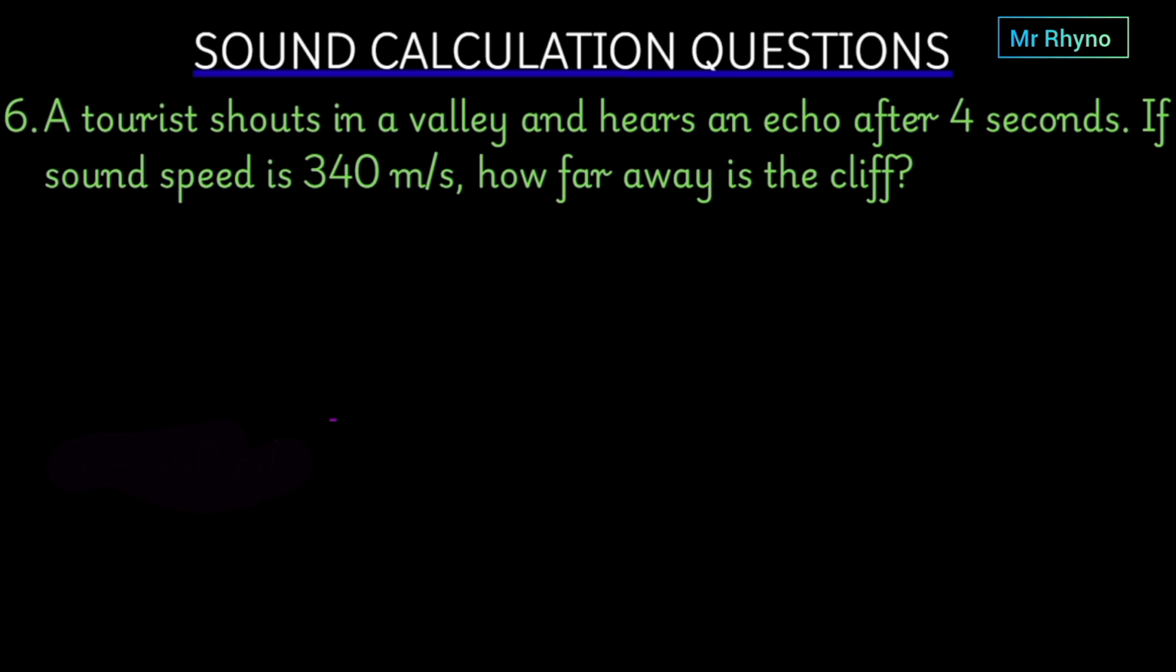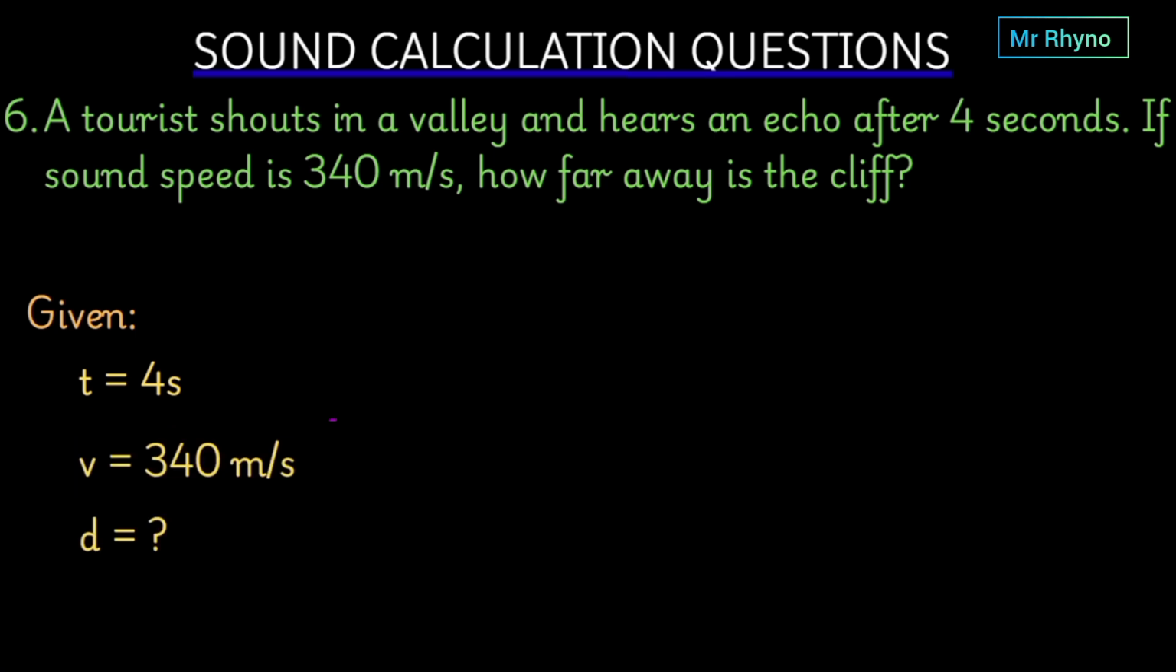Let's look at question 6. A tourist shouts in a valley and hears an echo after 4 seconds. If sound speed is 340 meters per second, how far away is the cliff? The information given, we have the time as 4 seconds and we also have the speed given as 340 meters per second. So with this information, we need to get the distance d.